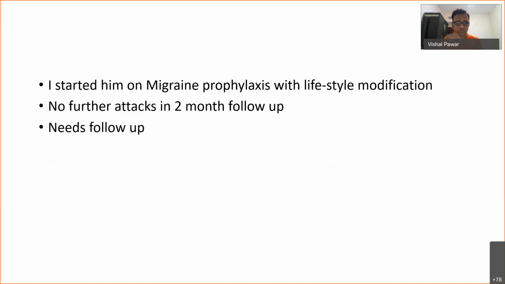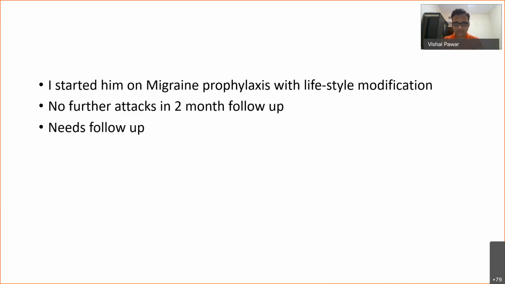I told him strictly all the lifestyle modifications for the migraine. He was having a disturbed lifestyle. He was working on the screen for a long time. And after starting him on a beta blocker, there were no further attacks in 2 months of follow-up till date. In 2 months he didn't get any further attack, but he needs follow-up for the diagnosis.